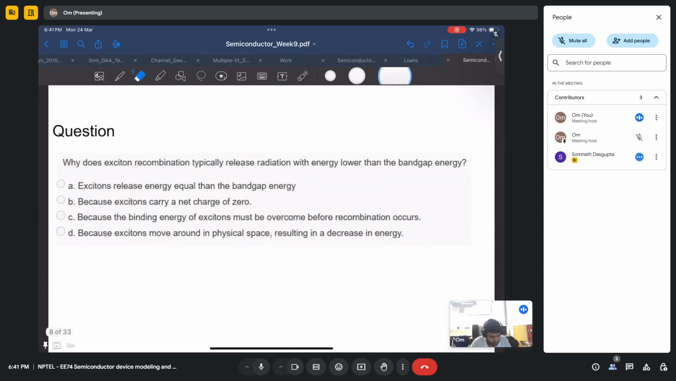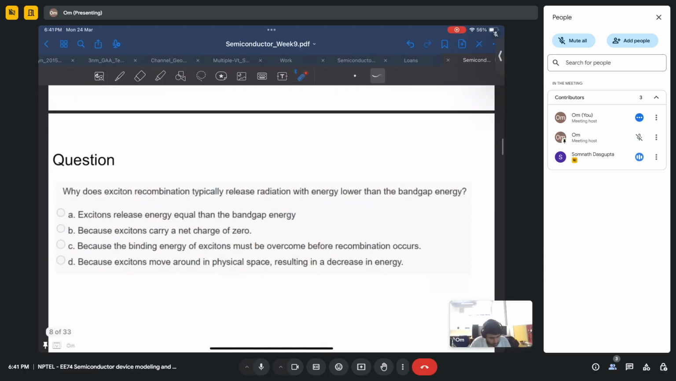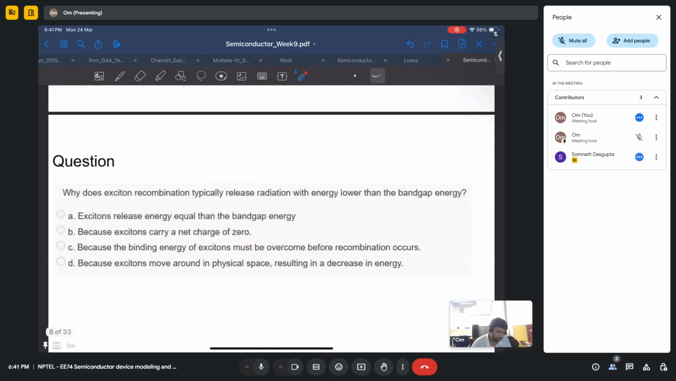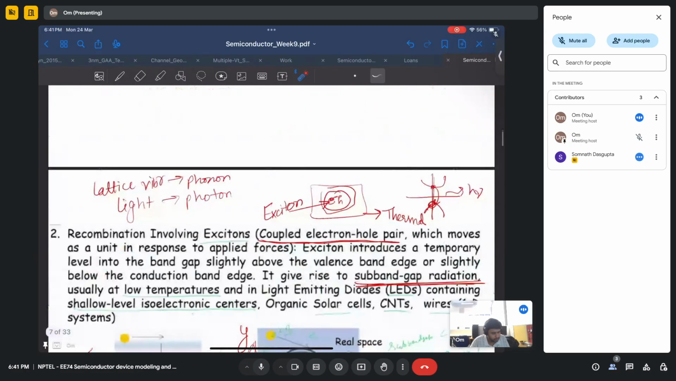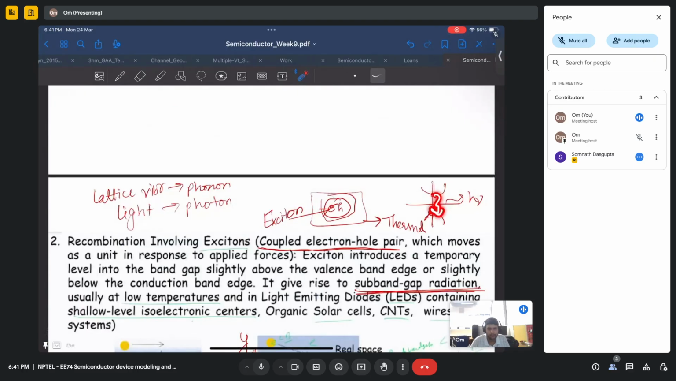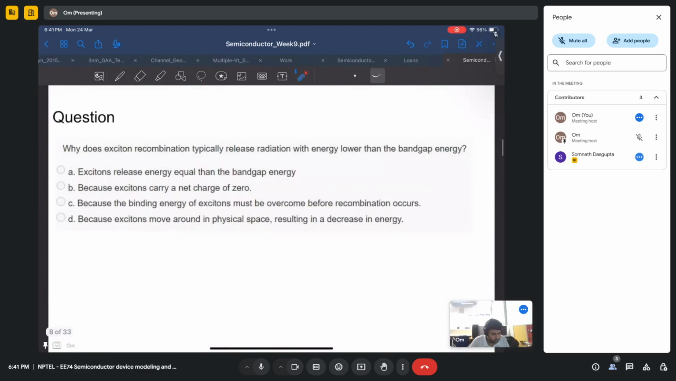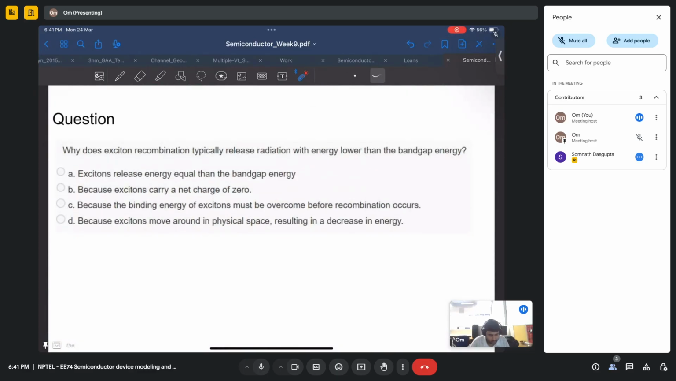Okay, the question is: as I said, if there is the band gap energy, we expect it to emit a photon, but it does not emit a photon. It emits much lesser energy in the form of thermal energy. So why is that happening? That is the question.